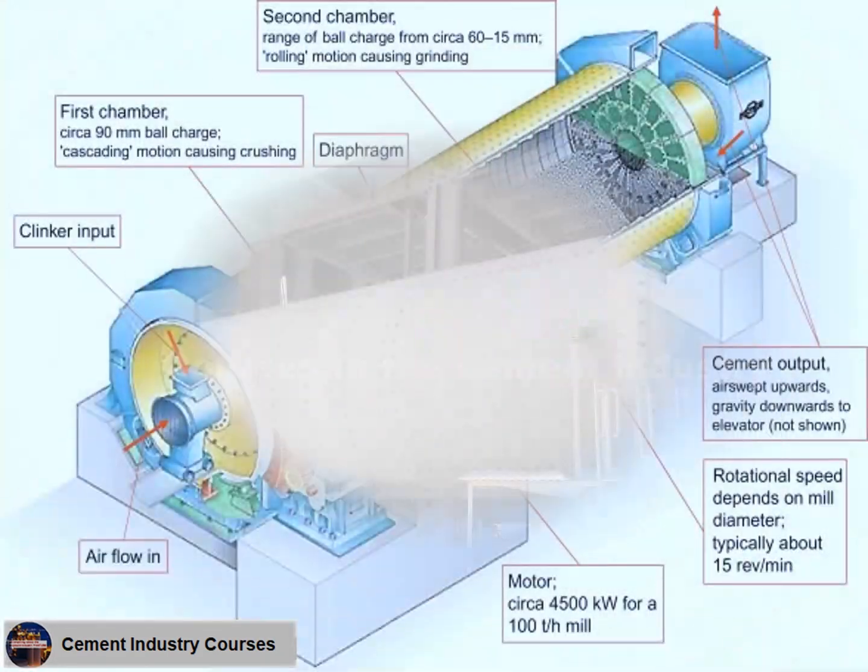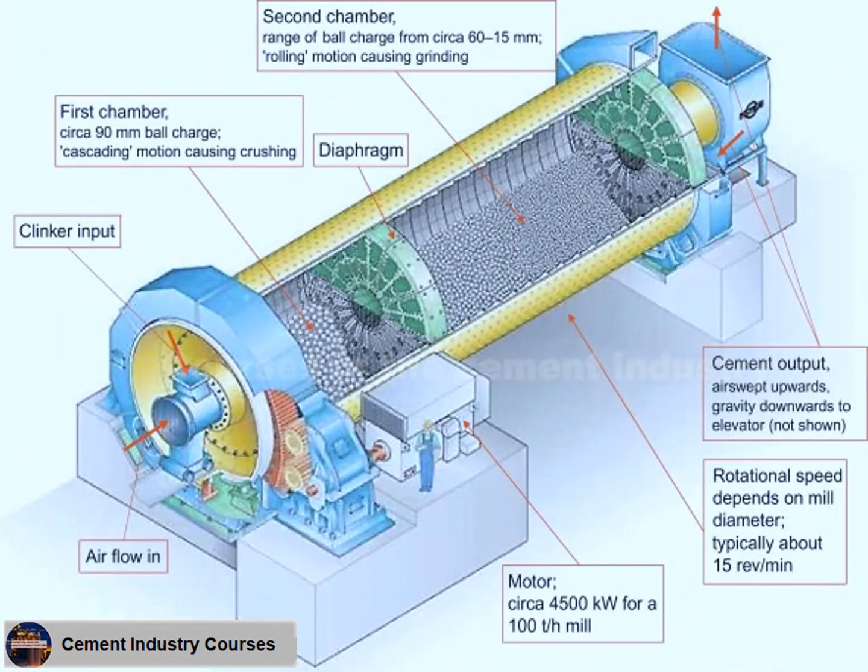This figure shows the components of a ball mill. Feeding clinker. Fresh air flow. First chamber, containing large sized balls. Second chamber, containing small sized balls. Diaphragm. Main drive. Output cement. Cement is extracted from the mill in two ways. 1. By suction out the filter. 2. By gravity then transmitted by elevator.